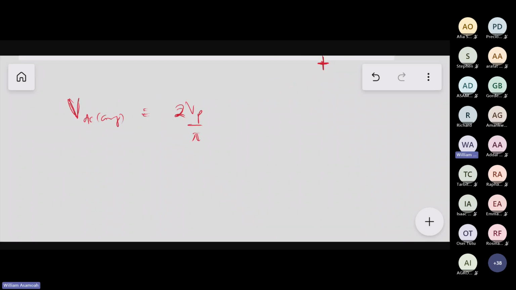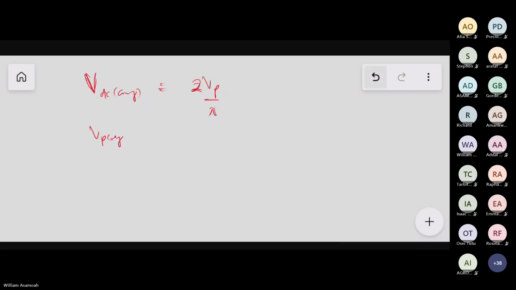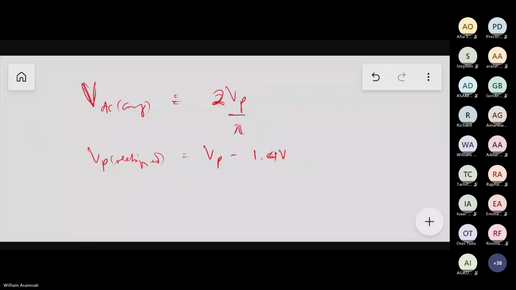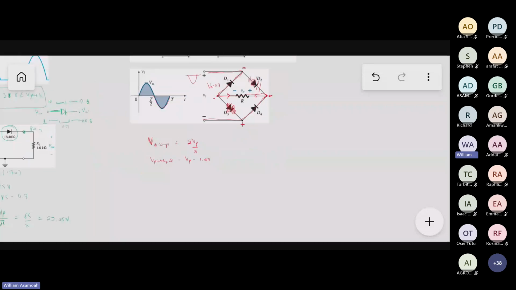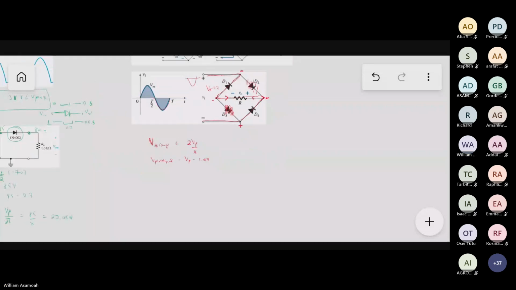Now, one other thing you should observe is that the V peak of the rectified output is equal to V peak minus 1.4 volts, because 2 diodes conduct. Is that right? So the V peak will not be the same. Please, do we understand? Yes, sir. Great. Now that means the output of the full wave rectifier will look exactly like this.